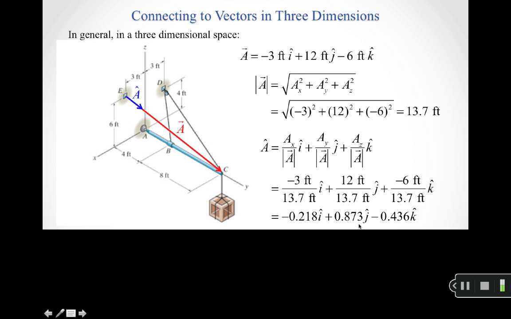I can check the same way I always can if I'm saying this is a unit vector. I can make sure it has the right magnitude, and sure enough, if I take negative 0.218 squared plus 0.873 squared plus negative 0.436 squared, and take the square root of that, I get 1. So this is the unit vector that becomes very useful in figuring out the direction of vector A.